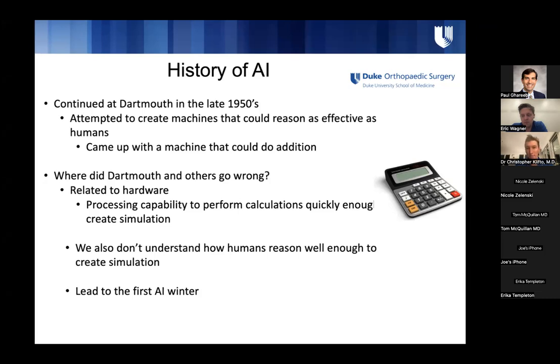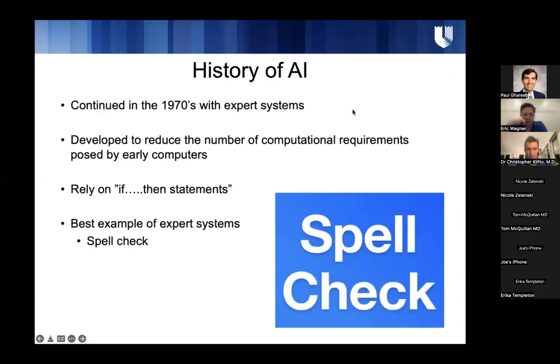So AI winters, that's going to be a term. A lot of the stuff I'm going to talk about today is just to understand the lingo. So the first AI winter refers to some roadblock that happens in AI development that causes progress to completely cease, and everyone to stop innovating. And that happened after this whole 1950s fiasco.